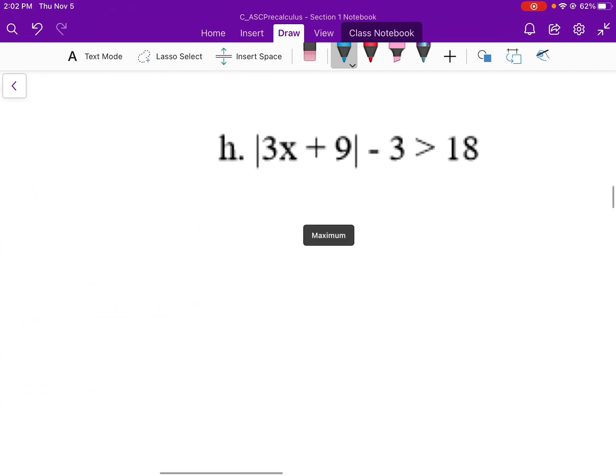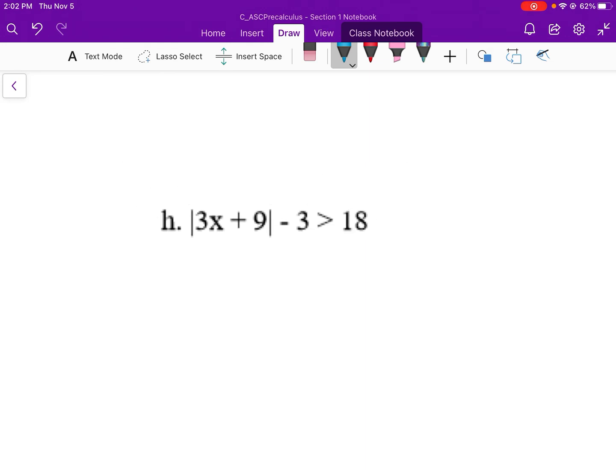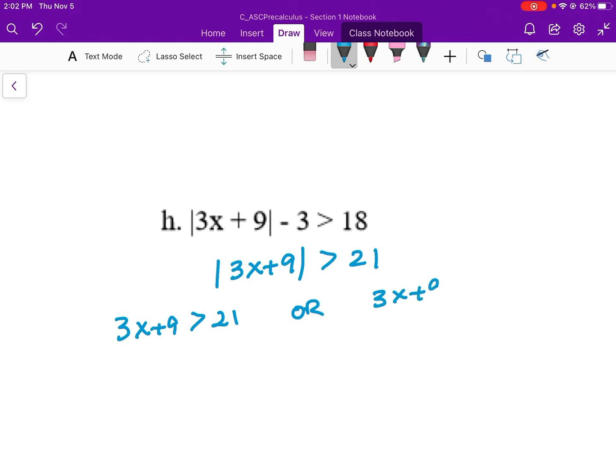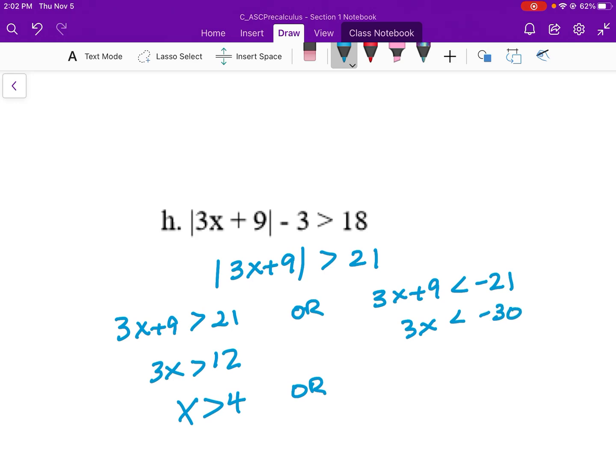So here, this one is greater than, and I'm thinking already or, so I add 3, so the absolute value of 3x plus 9 is greater than 21. So 3x plus 9 is greater than 21, or 3x plus 9 is less than -21. Subtract 9, I get 3x is greater than 12, so x is greater than 4, or subtract 9, 3x is less than -30, divide by 3, x is less than -10. I don't know why I'm writing 30, -10.